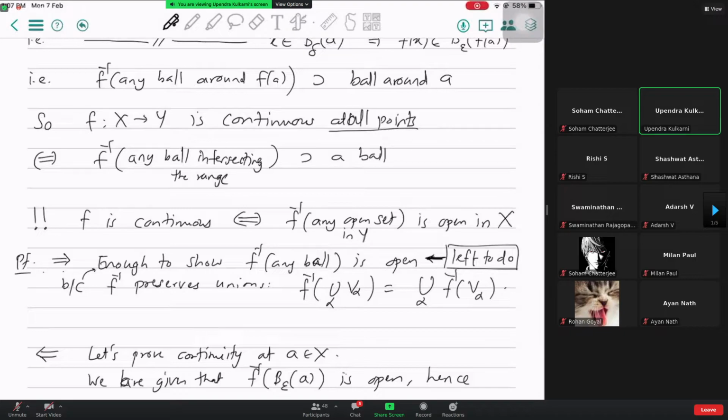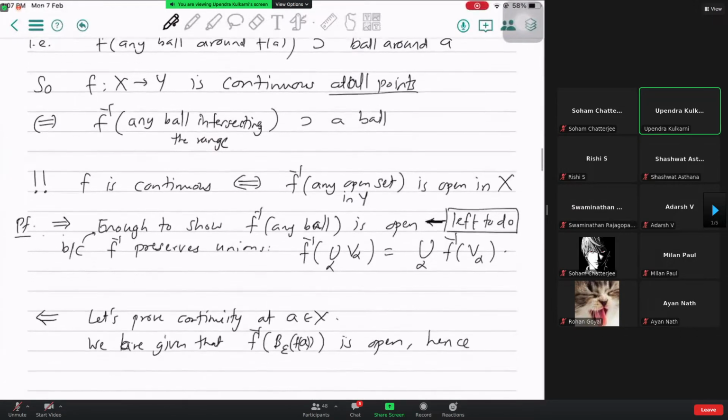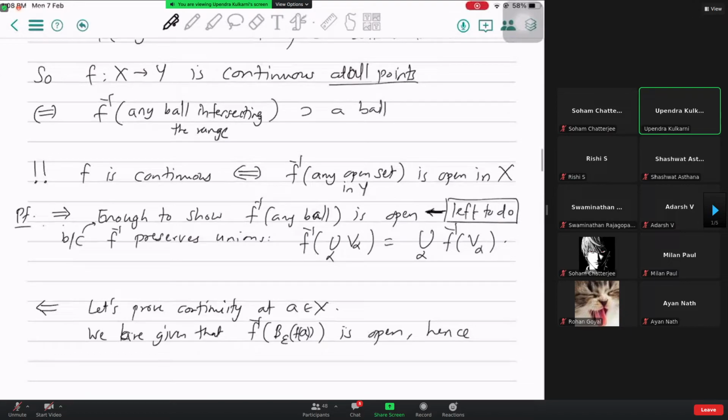See, a ball around F of A, B epsilon of F of A, is open. And the ball around F of A, of course, contains F of A. So its inverse image will contain A. So I have an open set containing A. But an open set containing A has a ball around A. So the radius of that ball is the delta that you want. So let me write this.